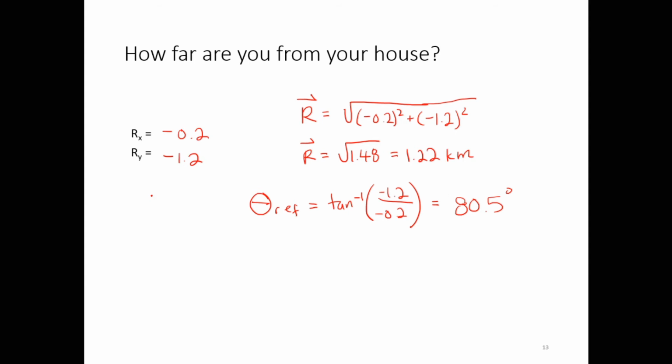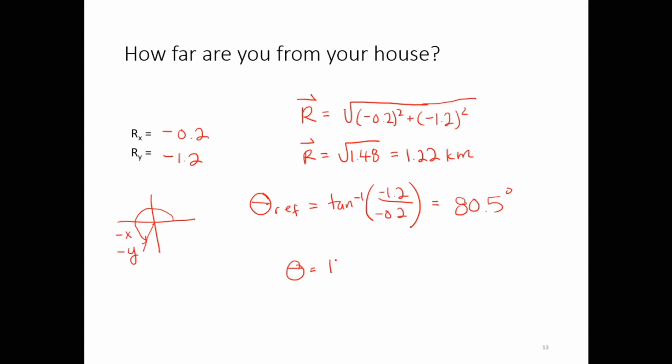But think about where this one is. Look at your signs on Rx and Ry. X is negative, so you get negative x here and here. And you also need negative y. So the place where you get both x and y negative is in the third quadrant. So if you want to find an angle in the third quadrant, you have to go 180 and add your reference angle, your 80.5. Okay, so your angle is right here.